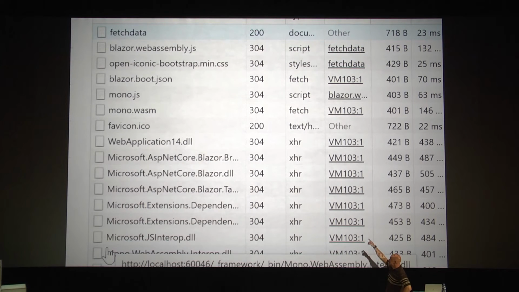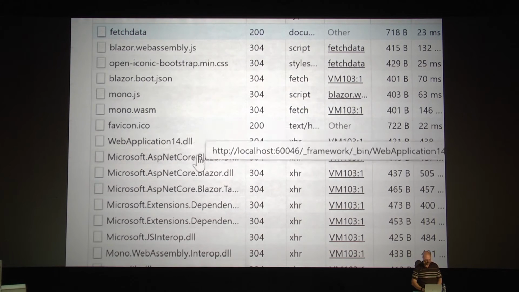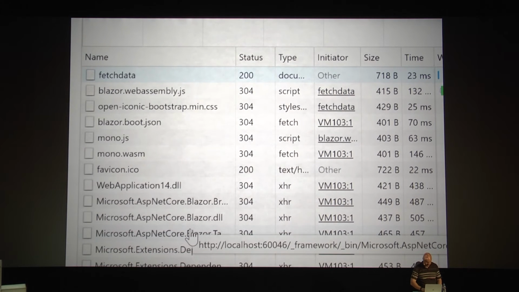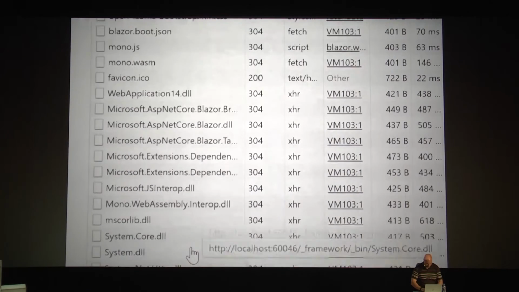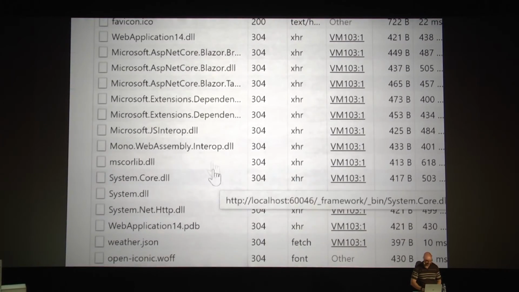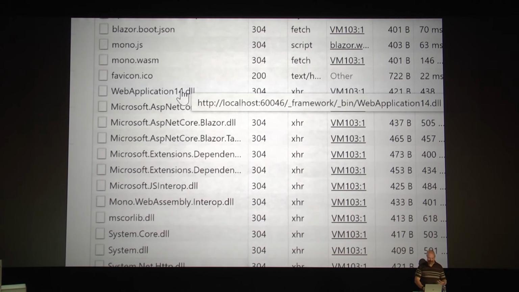Then there's blazor.boot.json, which loads mono.js, which loads mono.wasm. So mono.wasm is the only WebAssembly file, and then this loads all its friends. These are DLLs, so here's all my dependencies: mscorlib, System.Net.Http, all that stuff. And there's my application there.